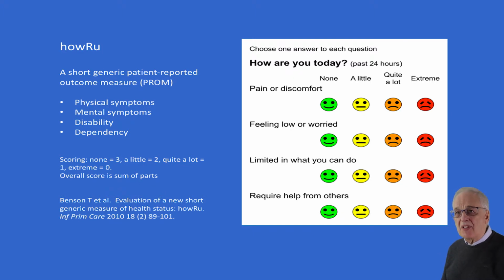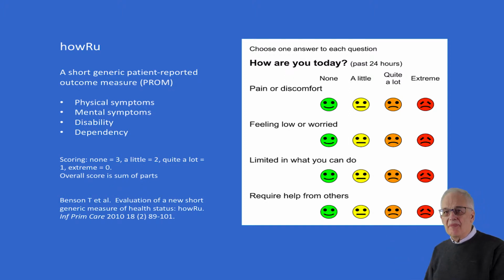How Are You is a short generic patient-reported outcome measure covering physical and mental symptoms, disability and dependency. And the scoring system used is the same throughout. If they score none, they score 3, a little scores 2, quite a lot scores 1, and extreme scores 0. And to get an overall score, you add the scores together, and always a high score is better than a low score.